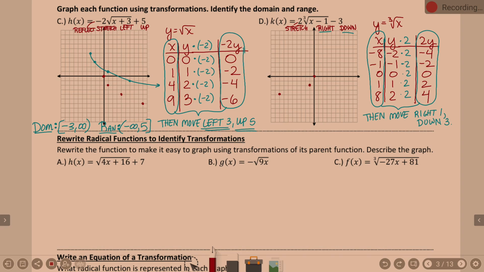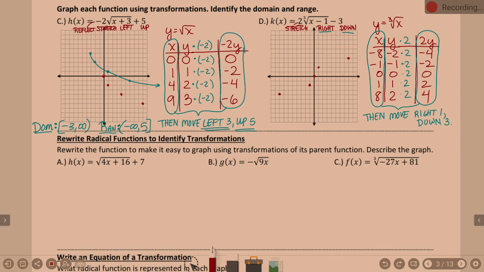0, 0 stays 0, 0. You can't stretch a 0. Instead of right 1 up 1, I'm right 1 up 2. Instead of right 8 up 2, I'm right 8 up 4. All that vertical stretch did is it doubled how far it is from the x-axis. If it was below, it stayed below and just went double the distance. Same thing for above.